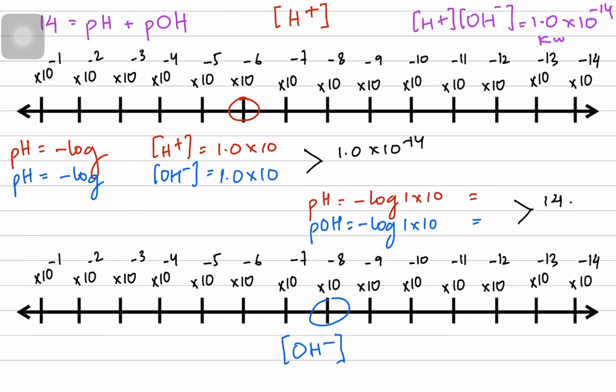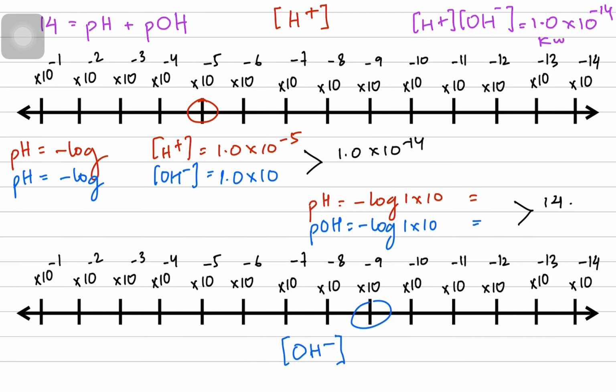We call it pKw. That is simply 14. Now let's allow things to become a little more interesting. When the H plus ion concentration is exponent negative 6, the OH would be exponent negative 8. And that is how when you find the pH, it would be 6 and the pOH would be 8.